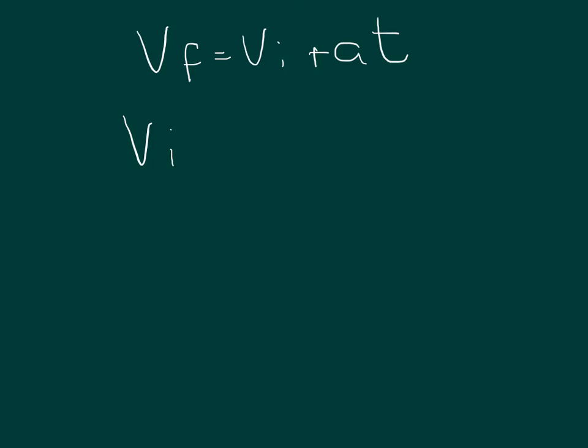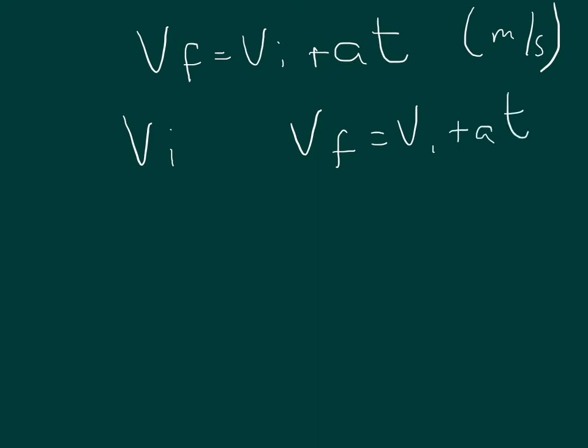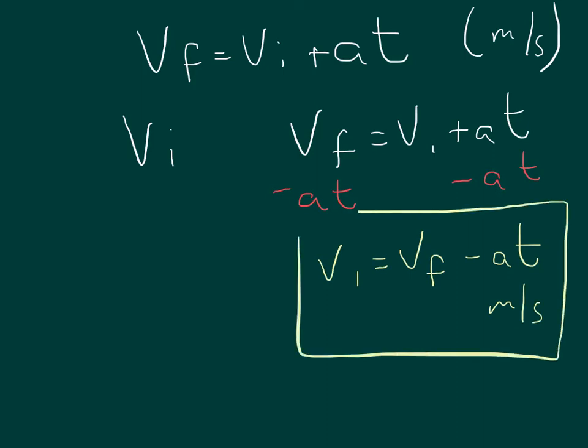Okay, this formula gives you a final velocity in meters per second. So take a second to see if you can rearrange it for Vi. Okay, so if I start here, I think the easiest thing to do is just subtract at from both sides. So you're going to be left with Vi is equal to Vf minus at. And again, the units would be meters per second. We're talking about a velocity.